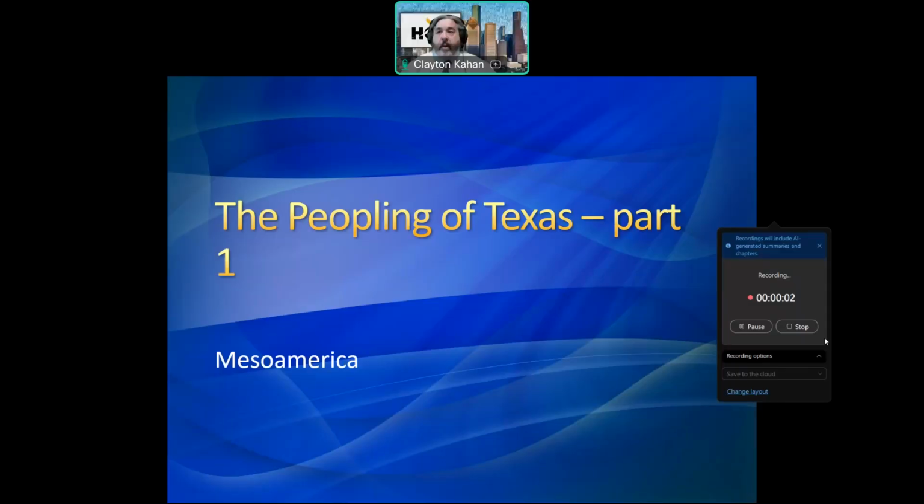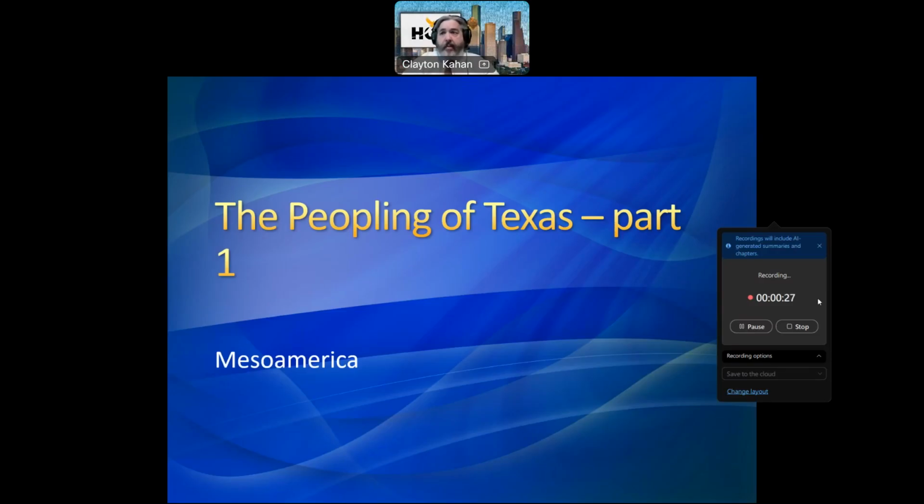Okay, everyone, this is the peopling of Texas. This is going to be part one of the peopling of Texas because I want to put Texas and Native Americans in Texas in the broader context of Mesoamerica, not just Texas, not just one little part of what we're doing here, but just the broader context of Mesoamerica.